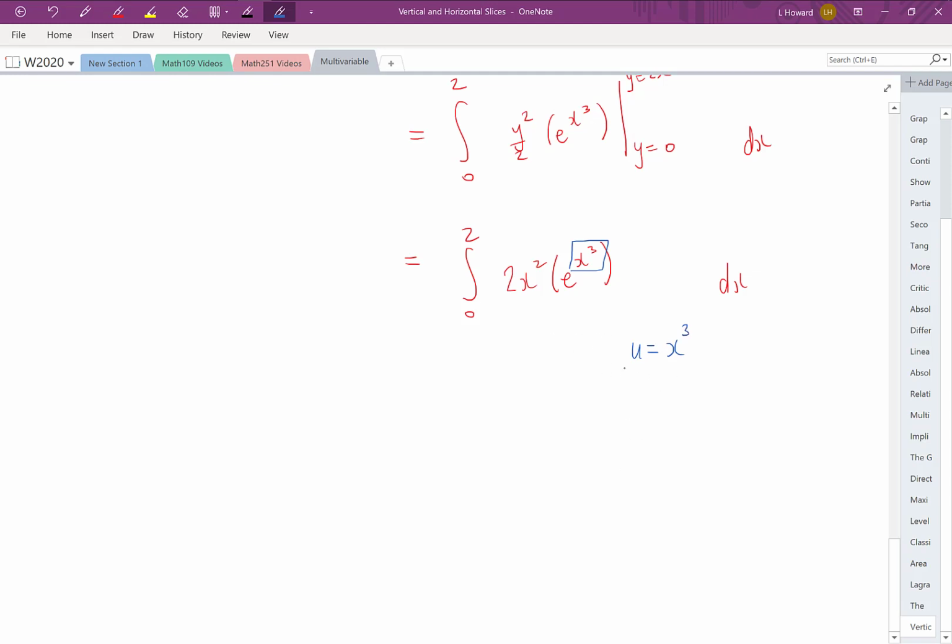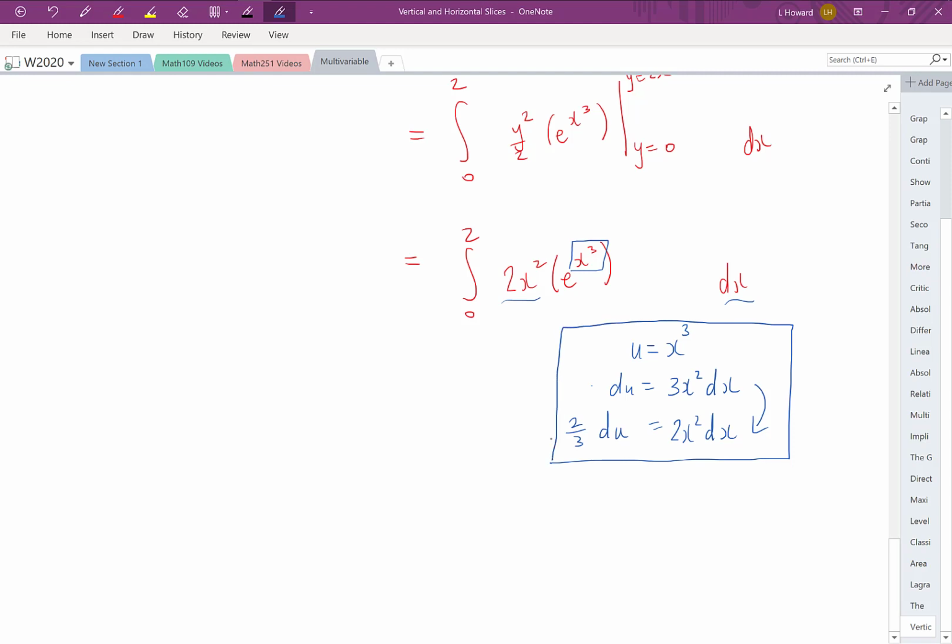So let's let u equal x cubed. Du would be 3x squared dx. And we'd say, well, if we look at this integral here, we don't quite have 3x squared dx. We have 2x squared dx. So the way we're going to move from 3x squared dx to 2x squared dx is we're just going to take 2/3 of du. So 2/3 of du is the same thing as 2x squared dx. Great, so that's our substitution process done.